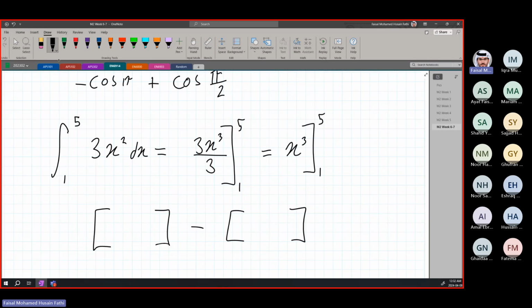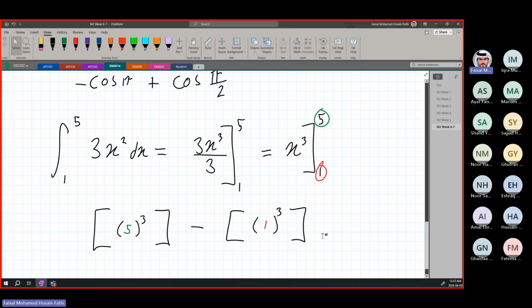And then I will write whatever's inside. I open a small bracket for the x, so it's going to be 5, which is this 5, cubed, minus, again the same thing here. I'm going to open a small bracket for the x, which is 1, this one over here, cubed. All right. This is how I would usually take those steps in solving.